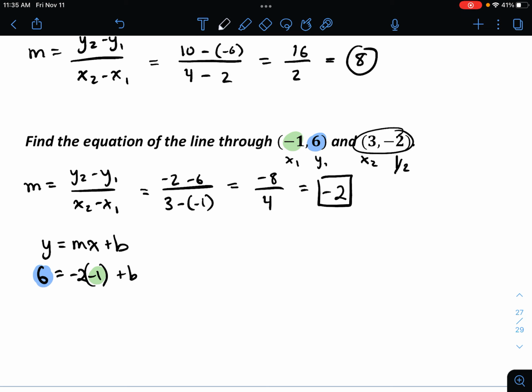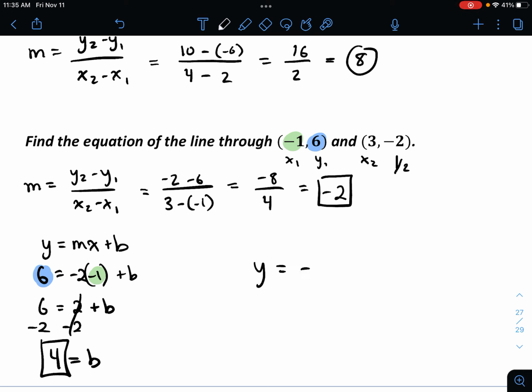I could have chosen the 3 and the -2 instead. I would get the same answer for b, but I just arbitrarily chose the -1, 6. So this is going to be 6 equals 2 plus b. We'll subtract 2 on both sides, and we find out that the y-intercept is 4. So this equation, y equals -2x plus 4, should be the equation of the line that goes through these 2 points.